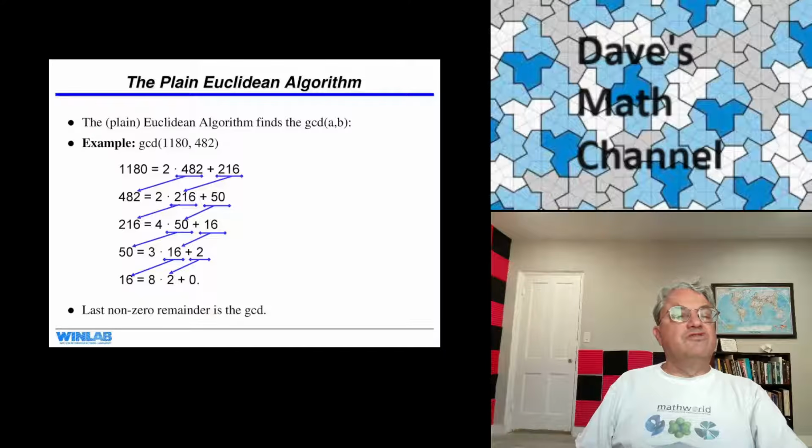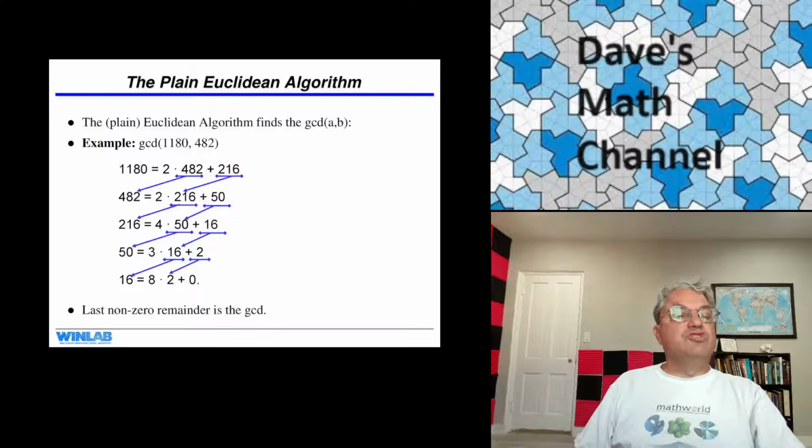When you do that, you find that 482 is 2 times 216 plus 50. 50 is your new remainder, so you calculate the GCD of 216 and 50, and then you get 216 is 4 times 50 plus 16. So 16 is now your new remainder. So now you do it with 50 and 16. 50 is 3 times 16 plus 2. And now you do it with 16 and 2.